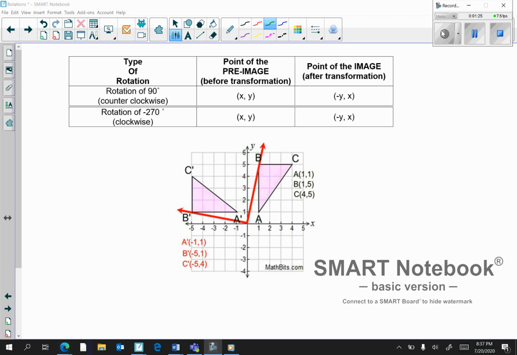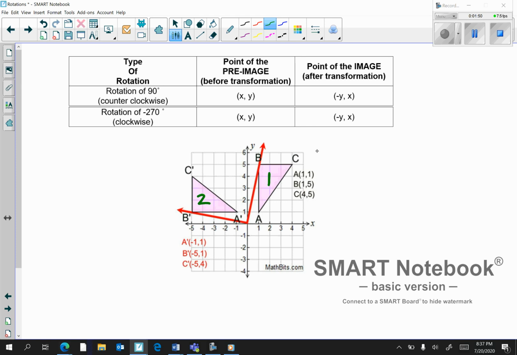Let's look at the first example. First, we have a rotation of 90 degrees counterclockwise, which is the same as a rotation of negative 270 degrees clockwise. So let's take a look at the diagram. We have triangle ABC, which is our pre-image. I'm going to put a 1. And then our image, triangle A prime, B prime, C prime. Remember, the primes come second.